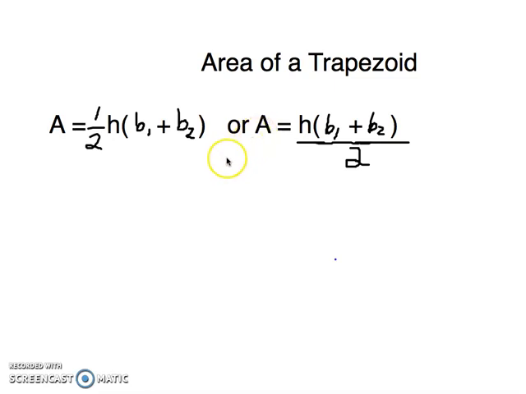These are our notes on area of a trapezoid and also cutting up figures into different pieces to find the area. The area of a trapezoid is capital A equals 1/2 h, where h stands for the height of the trapezoid. Then notice in parentheses is b1 and b2. These b's are the bases of the trapezoid.